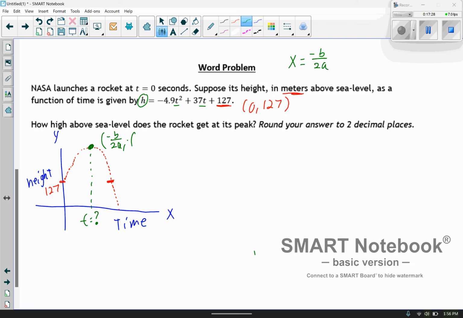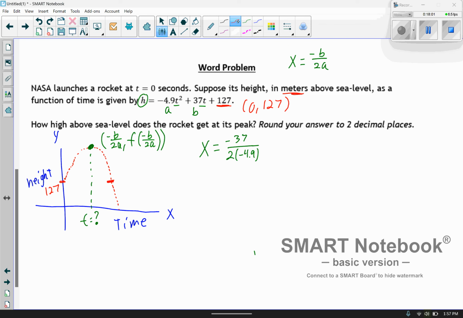And then once you find that, you can take that value and plug it into our function up here, and that will give you the height. The y value is the height, remember? So I'm going to have to use my a and my b value. Okay, so x equals negative 37 divided by 2 times negative 4.9. At this point, I'm going to grab my calculator to help me with this.